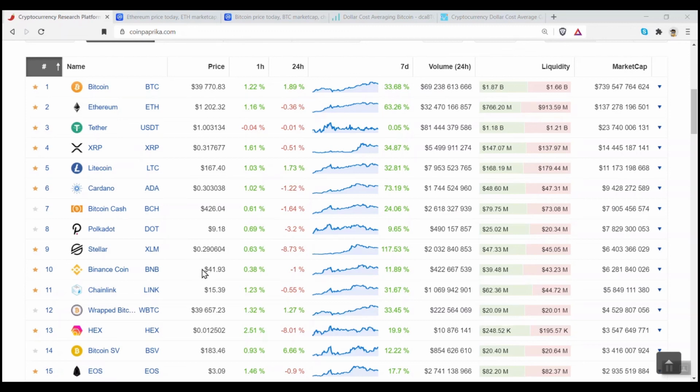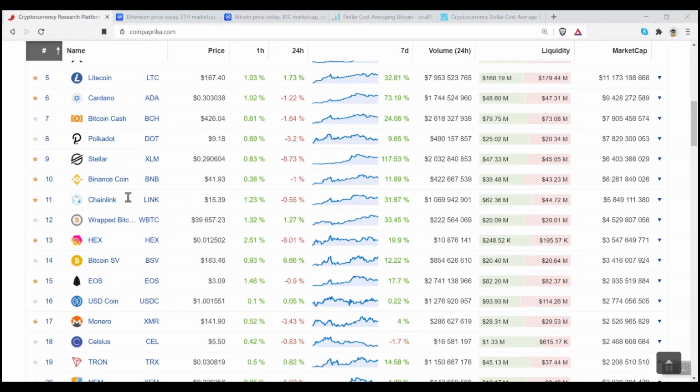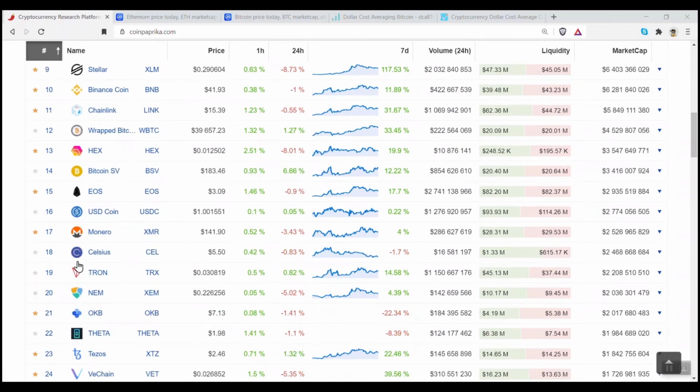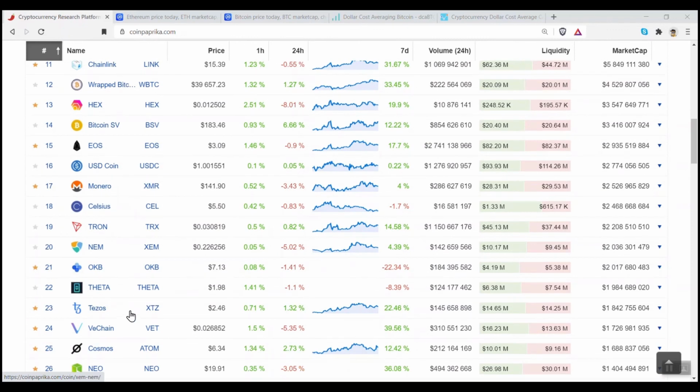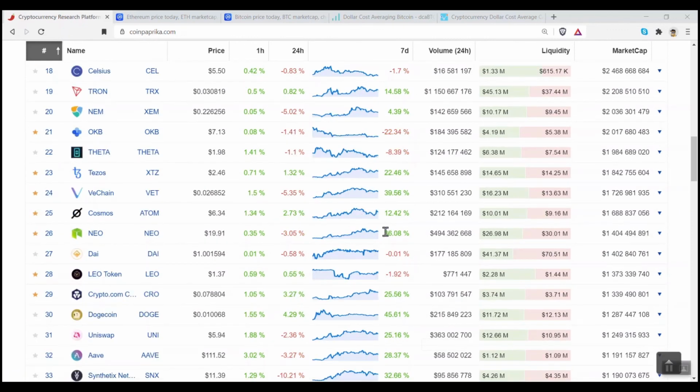Binance Coin, just under $42 per BNB. Chainlink at $15.39. So it's still holding fairly strong. I think its all-time high is at about just below $20. So keep an eye out for that one. Going down the list, just a few more. VeChain is up about 40% for the week. Neo doing fairly well, just below $20.